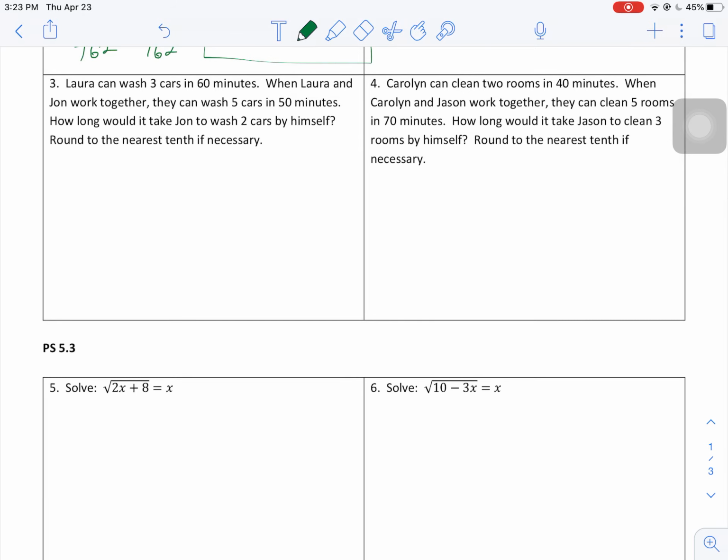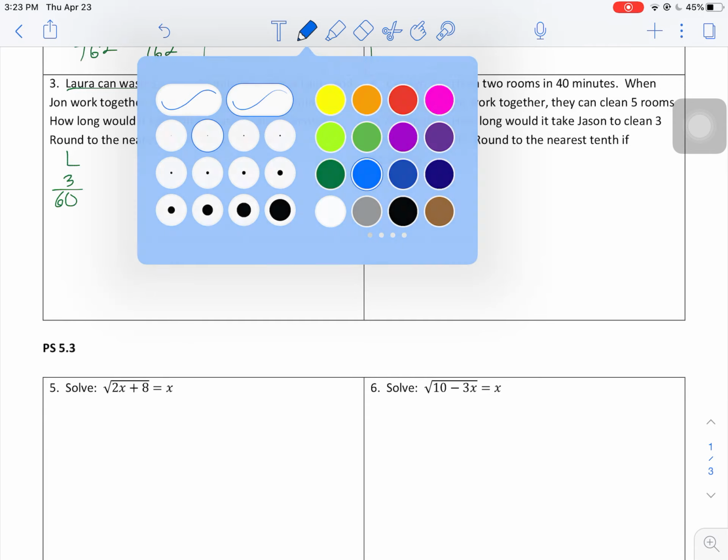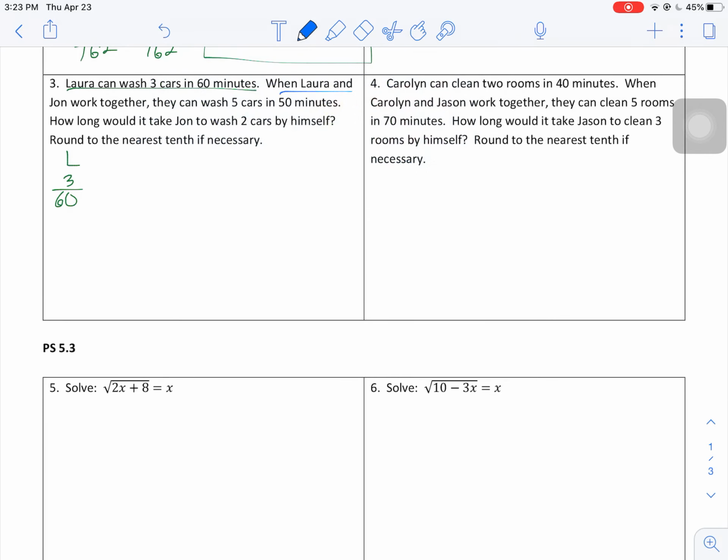On number 3, Laura can wash 3 cars in 60 minutes. When Laura and John work together, they can wash 5 cars in 50 minutes. So this setup's a little different just in the fact that we know the time it takes working together. So in the last problem, that was x. In this case, we know that x is going to be 50. So I'm going to do 50 here.